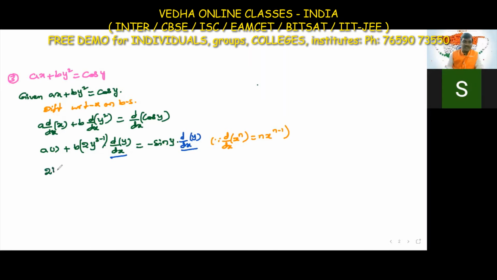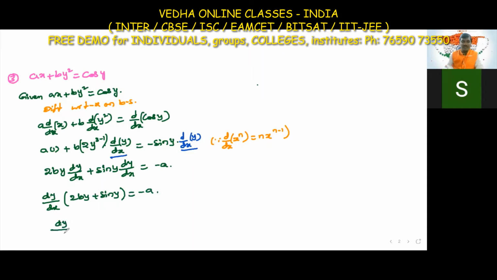Okay, so this is 2b into y power 2 minus 1 means y only, into dy by dx. I am taking this complete term to left side, minus sin y into dy by dx. If you take it to left side, plus sin y into dy by dx is equals to this a into 1 is a. This plus a I am taking to right side, so we get minus a. Take dy by dx common. If you take dy by dx common, then we get 2by plus sin y is equal to minus a.